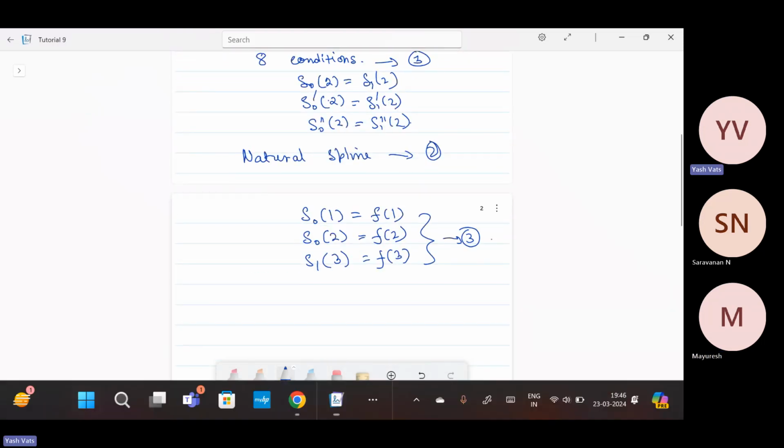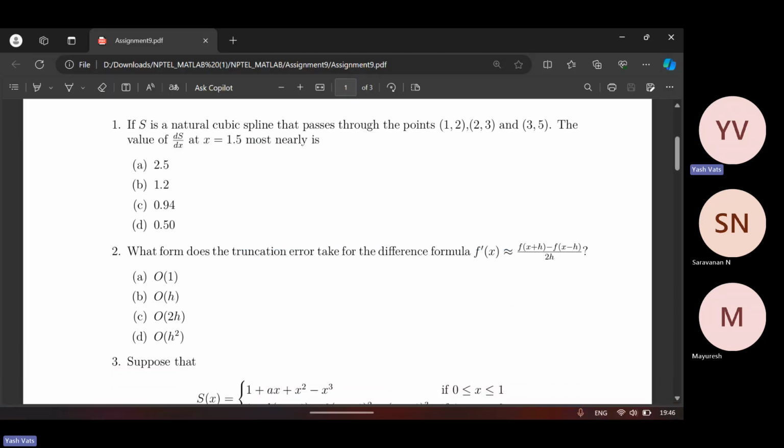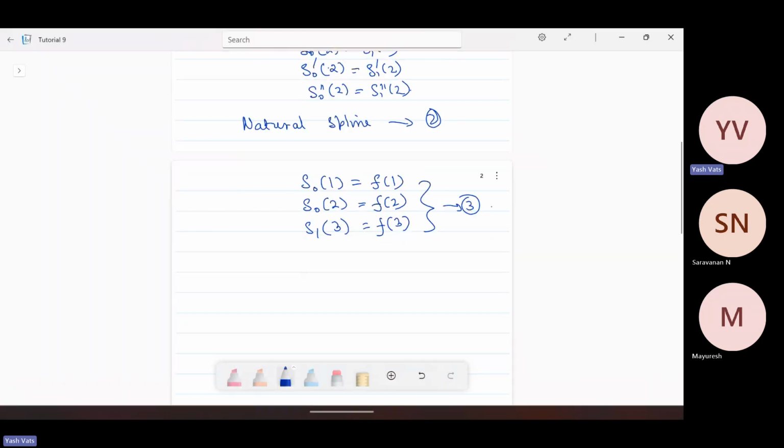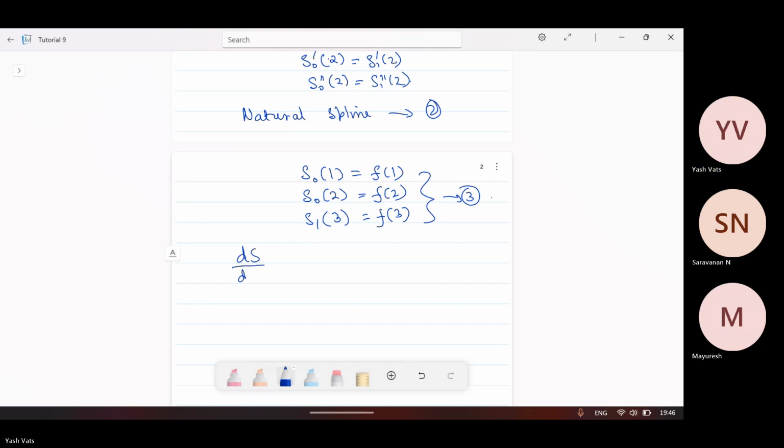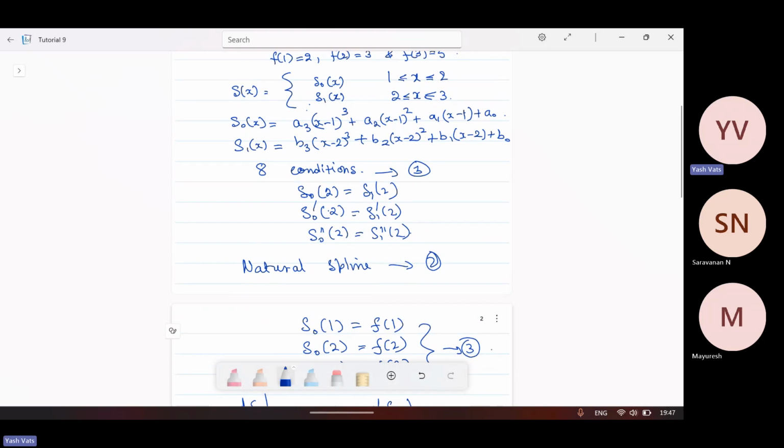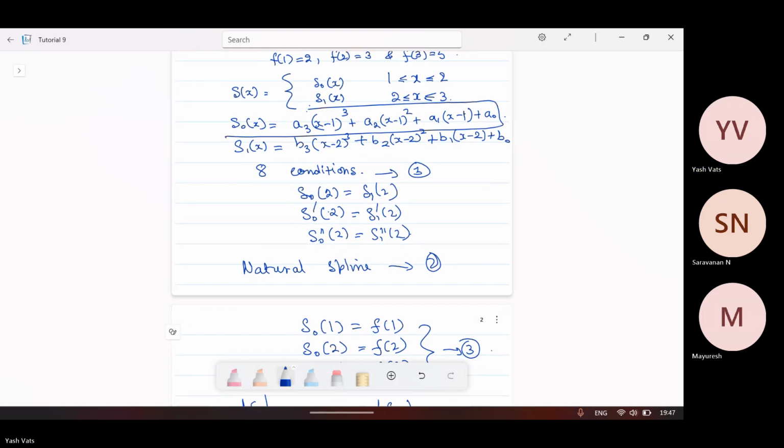Then, once you have the coefficients, what the question is asking is to find the derivative of S at x equal to 1.5, so ds by dx. Which function is S now? S is S0, right? Can you find the derivative of S0 with respect to x, and then substitute x equal to 1.5? Clear?